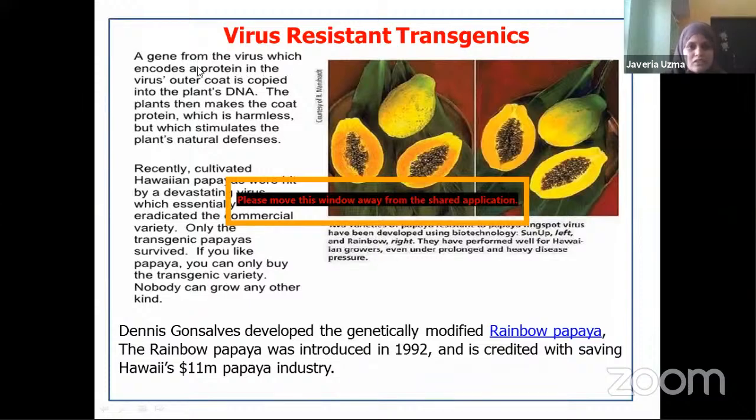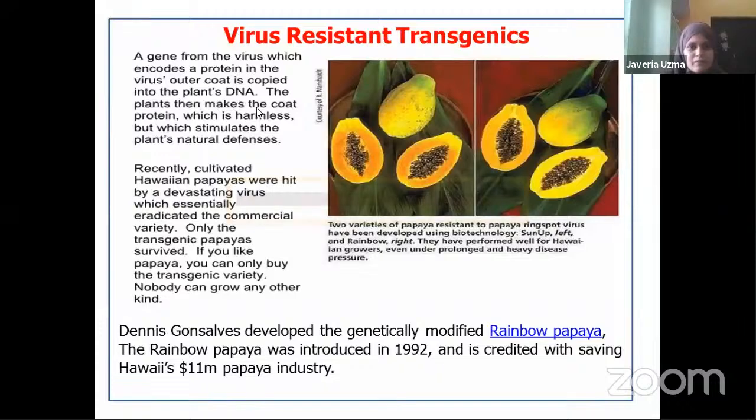because in this, a gene from the virus which encodes a protein in the virus's outer coat is copied into the plant's DNA. Viral protein code was copied into the plant's DNA. The plant then makes the coat protein, which is harmless but which stimulates the plant's natural defenses. It acts as providing immunity to the plant.